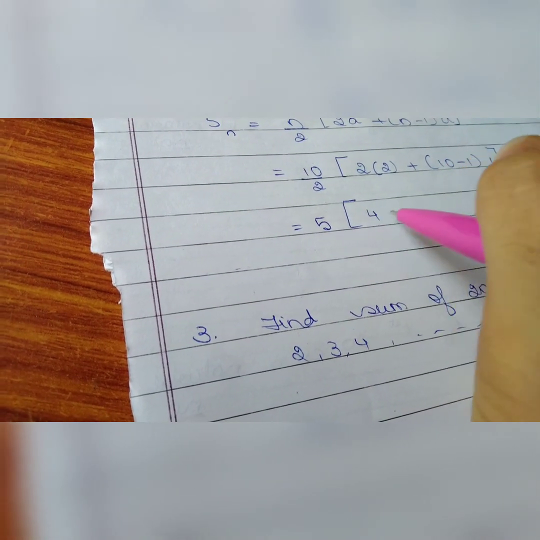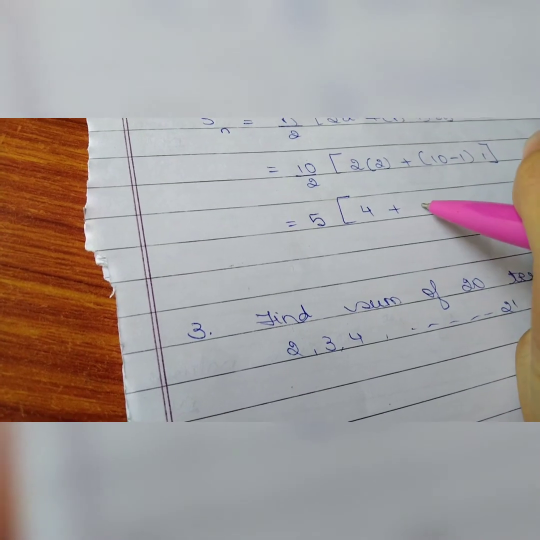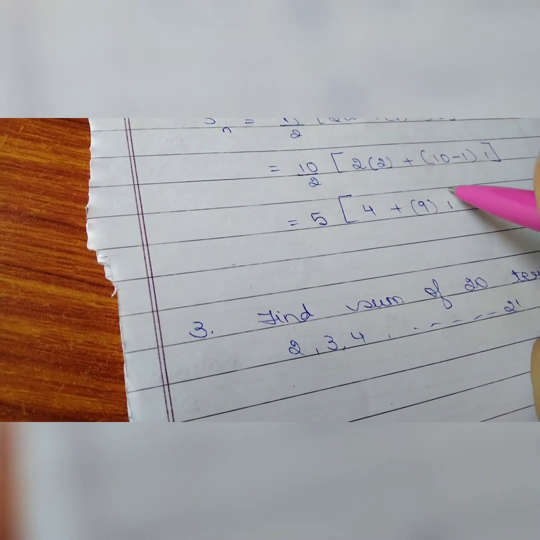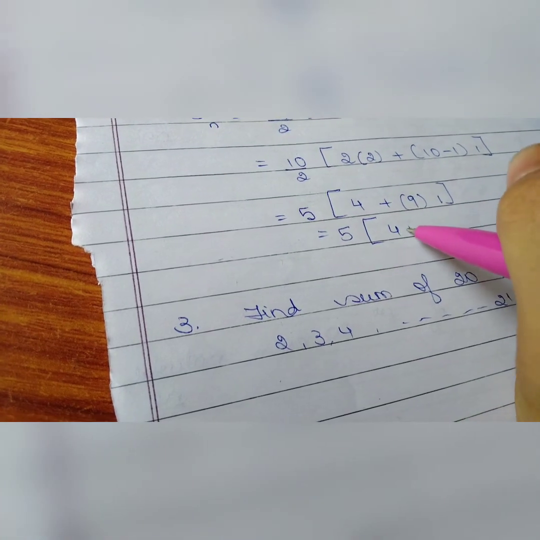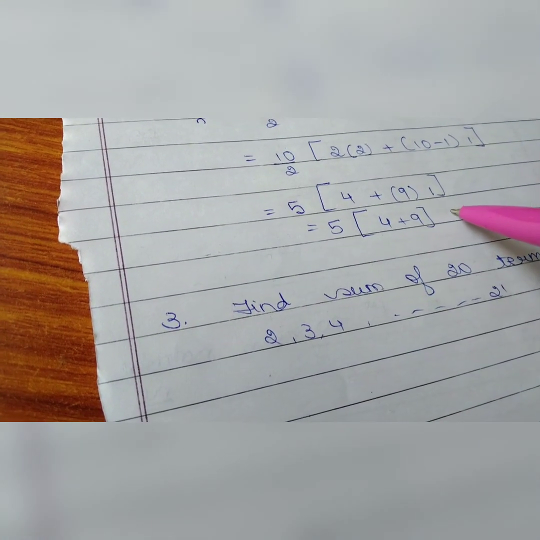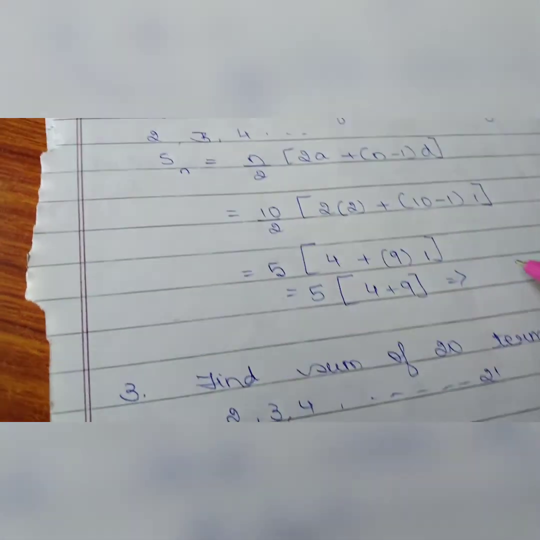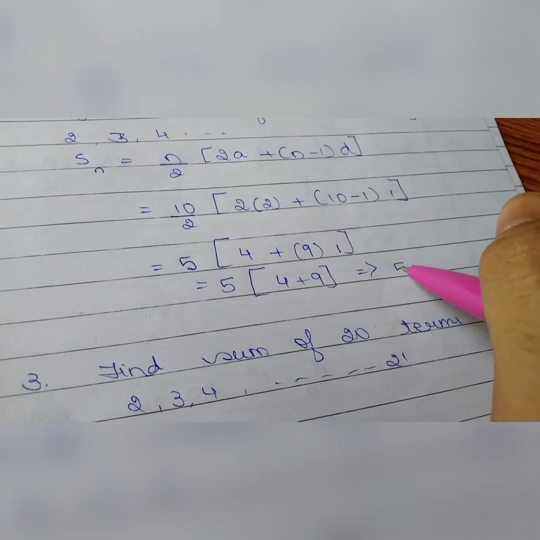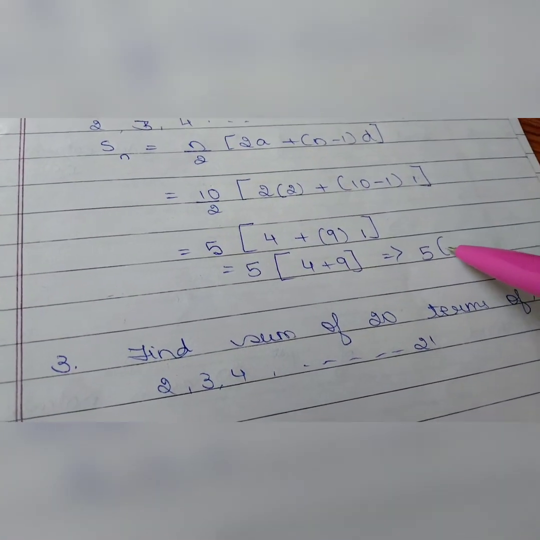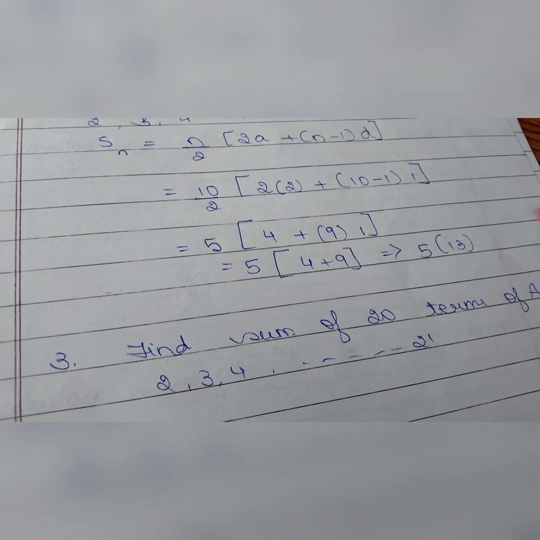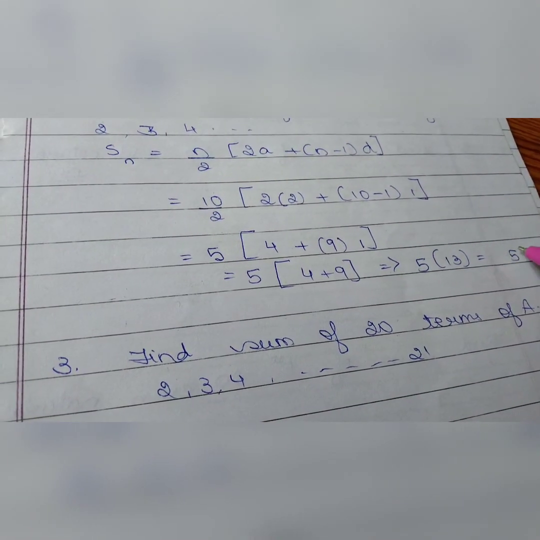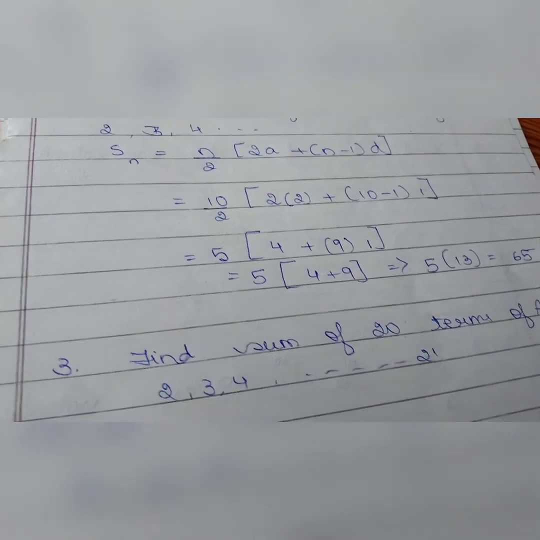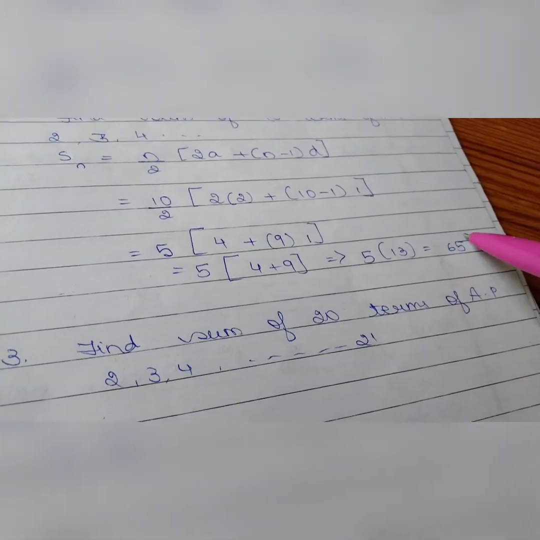10 divided by 2 is 5. 2 2s are 4. 10 minus 1 is 9, into 1. So 5 into (4 plus 9) equals 5 into 13. 5 3s are 15, 5 1s are 5, plus 1 carried is 6, so 65. So your answer is 65.